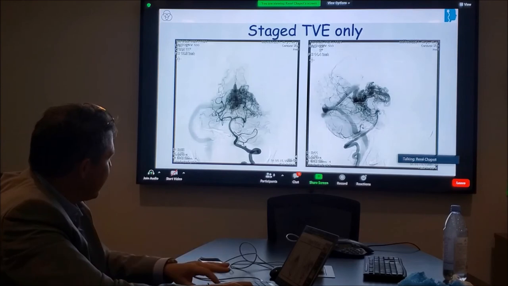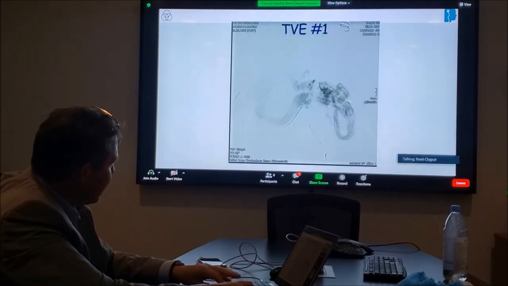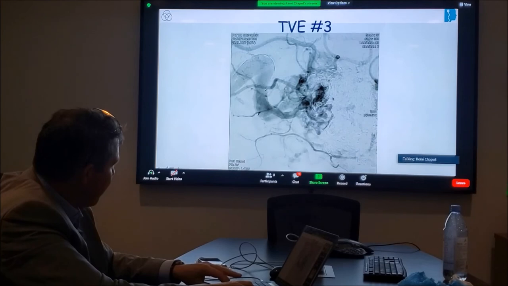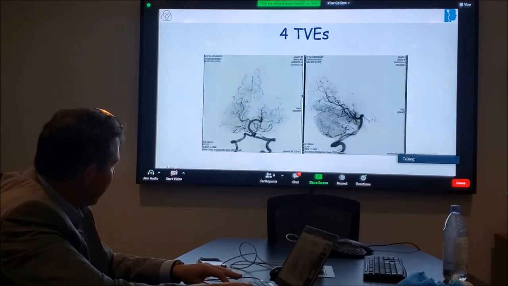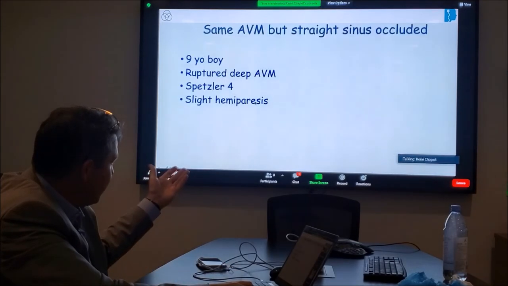Other interesting situation are this kind of AVM, super deep, which was treated in 4 steps. First vein, this one. Second vein, this one. Third vein, here are 2 veins, one here, one there. This was the 3rd vein that was done. And 4th vein is then the last one, this here, which is being cured.